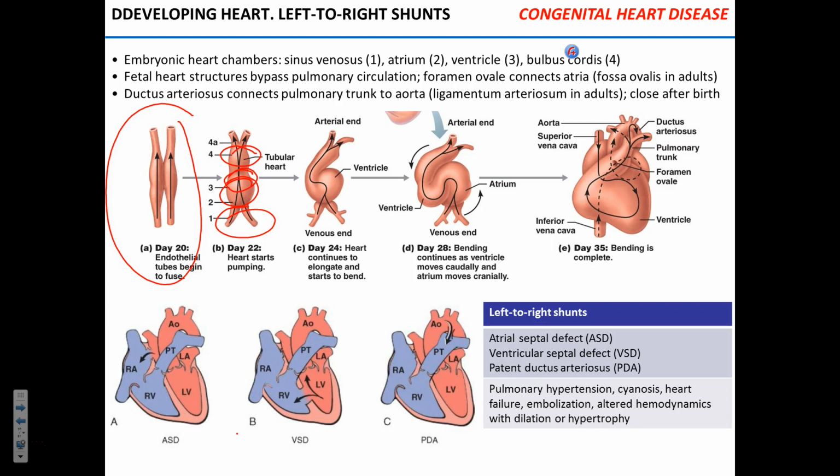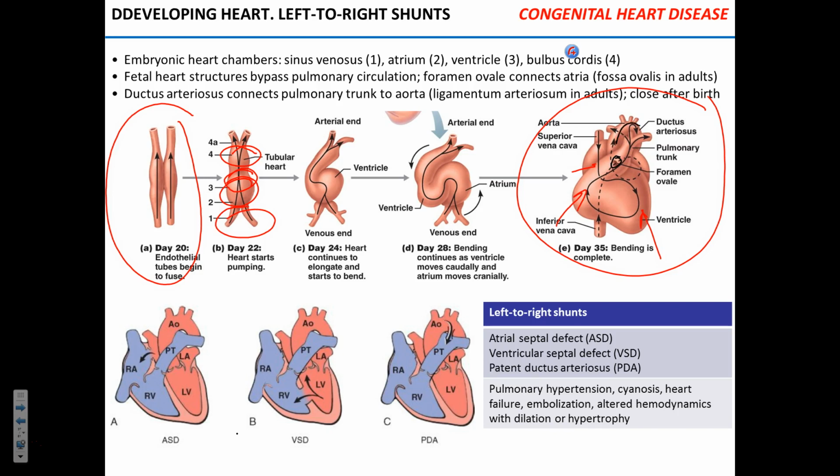Basically, by day 35, the fetus already has a heart that's pretty similar to the adult heart. So you have the future ventricles, okay? You have the future atria that will be connected by the foramen ovale, and you have the aorta and pulmonary trunk. And you can see here that at this point, the ventricle is just one. It is not separated by the septum yet, okay? Atria not separated by the septa yet. You still have the foramen ovale.